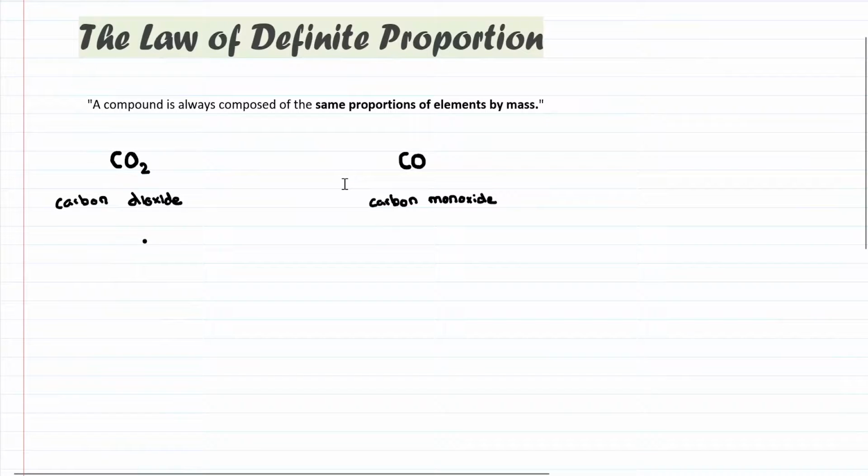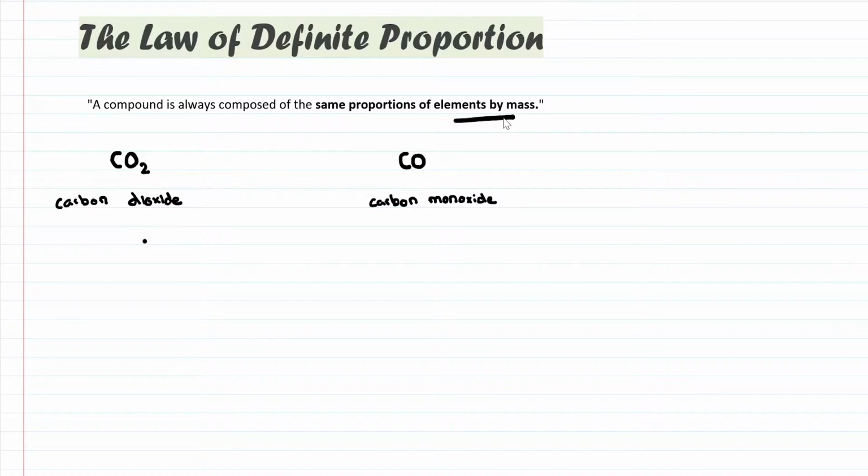In this video, we're going to be looking at the law of definite proportions, also referred to as the law of constant composition or Proust's law. They're all synonymous for the same concept. This law states that a compound is always composed of the same proportions of elements by mass. Now, that definition may be a bit wordy, so we're going to break it down by using examples.